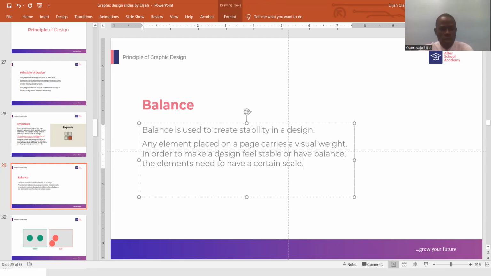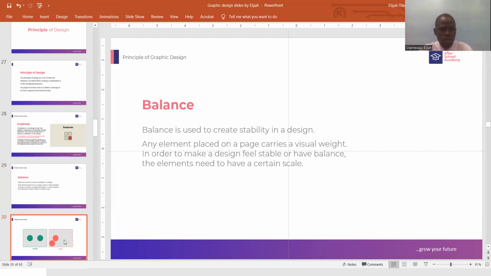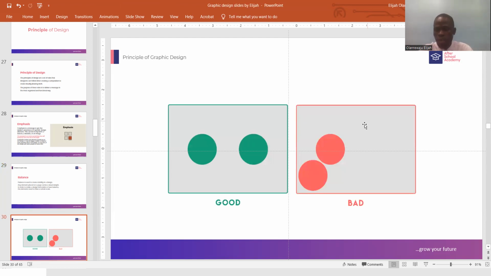Let me show you an example. Can we see this example now? This one is a bad balance. This design does not balance. But if you look at the way this circle now, the one that is green, the way it's spread, you can see, even when you look at it, this thing is balanced. Visually, when you see it with your eye, you will know that, okay, this design is balanced.